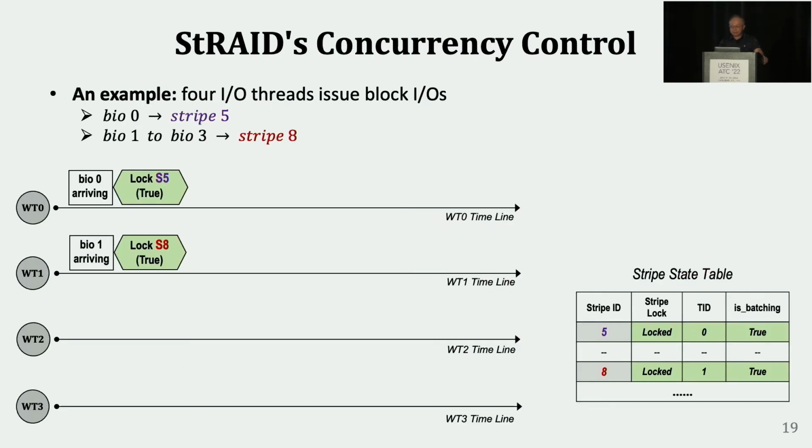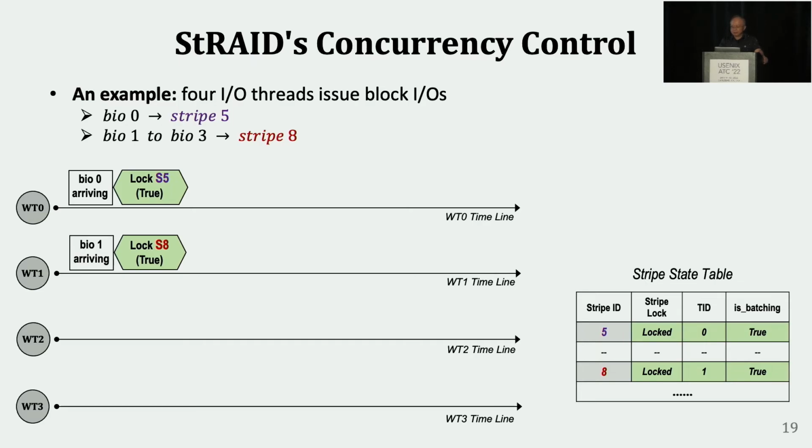So we should use an example to describe StRAID's concurrency control method, where 4 I/O threads issue block requests to StRAID concurrently, where BIO0 targets the stripe S5, and BIO1 through BIO3 target the same stripe S8. At the beginning of the timeline, worker thread 0 and worker thread 1 receive BIOs from their corresponding user threads and acquire their stripe locks to begin stripe processing independently.